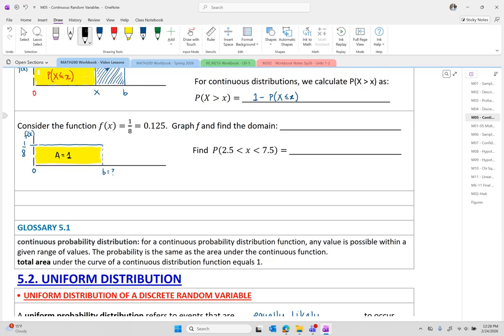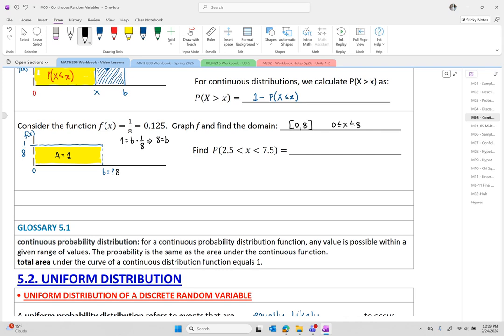So if I want the area to equal 1, and the area is base times height, the base is b, I don't know it yet, the height is 1/8. If I multiply by 8, I will get 8 equals b, so I found the upper limit for x. So the domain will be from 0 to 8 closed on both ends. That's also written 0 less than or equal to x less than or equal to 8. It's the same. The interval notation is for continuous variables that take all the values between a lower bound and an upper bound.